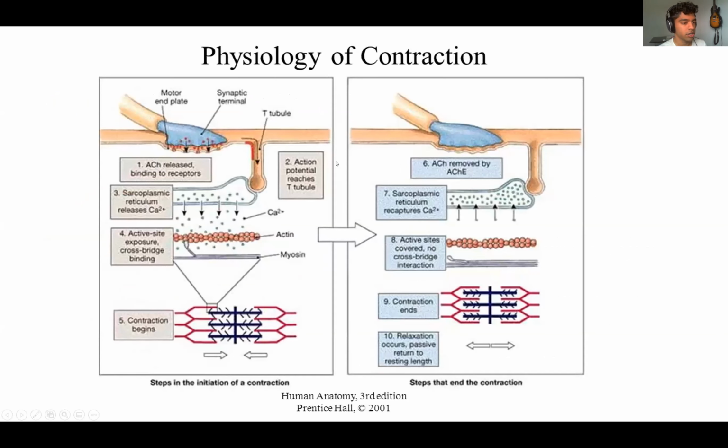So physiologically, the physiology of contraction: your action potential comes down through the neuron. It'll go through the transverse tubule, the T tubule. Then the T tubule will activate some receptors, which lead to the sarcoplasmic reticulum releasing intracellular calcium. That intracellular calcium will reveal the binding sites on the actin, and that'll lead to contraction. Then once everything's cleared up, your intracellular calcium goes back into the sarcoplasmic reticulum for storage, the contraction ends, and everything relaxes.